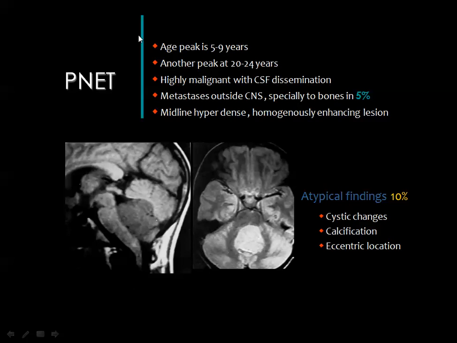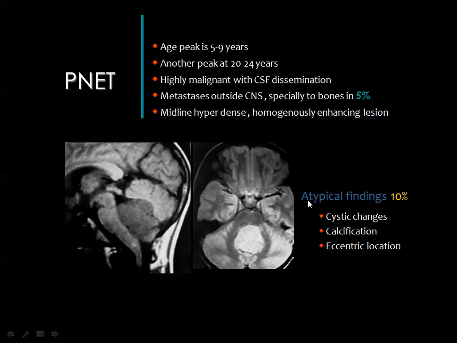They have a peak in the pediatric age group and another peak in young adults, and they are very highly malignant lesions with a high incidence of CSF dissemination. And one of the criteria is that these tumors are able to produce or give metastasis outside the CNS, maybe to the bone, as you can see here. Then these tumors are usually solid. They do not contain cystic changes nor calcium. And these are considered atypical findings if you see cystic changes or calcification.